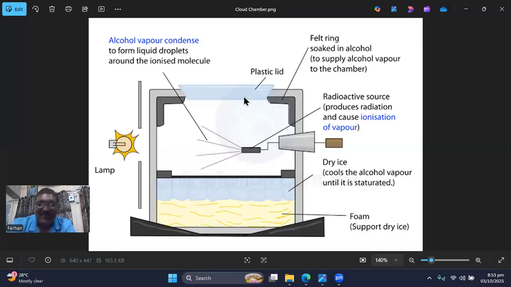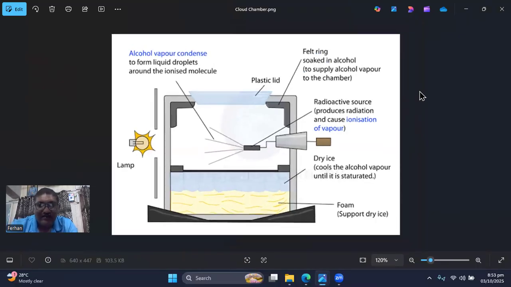Let me show what it says: the alcohol vapors form liquid droplets around the ionized molecules. What is written here? Let me show you. I don't know how to move it. A felt ring soaked in alcohol supplies alcohol vapors to the chamber. Here the radioactive source produces radiation and causes ionization of the vapors. Dry ice cools the alcohol vapors until they are saturated. Foam supports the dry ice.